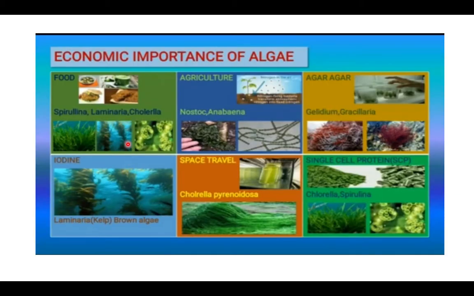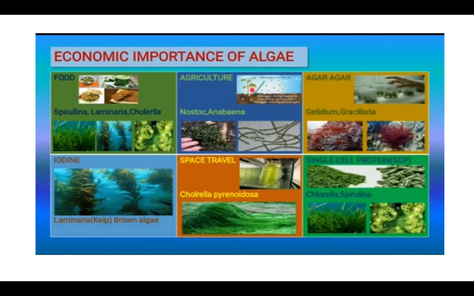So finally, we discussed well about algae. Just let me recall the points whichever we have discussed. So this algae is useful in the food. Okay, what kind of algae are used in the food means spirulina, laminaria, chlorella. These are the pictures of spirulina, laminaria, chlorella. And then laminaria is useful in the productivity of iodine.